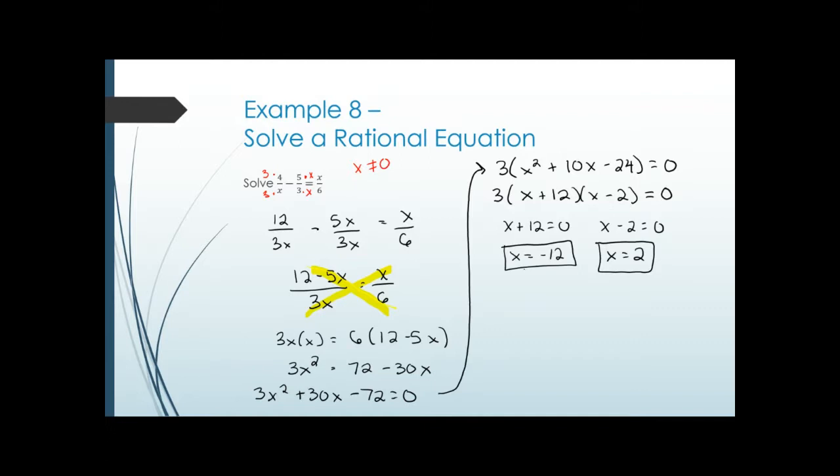What do we do with that leftover 3 there? The 3 doesn't mean anything, basically, because it doesn't have a variable. Once I'm at that quadratic, I could divide both sides by 3 and it disappears. It basically doesn't mean anything when you're solving.